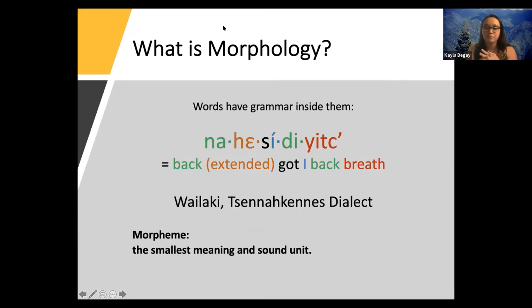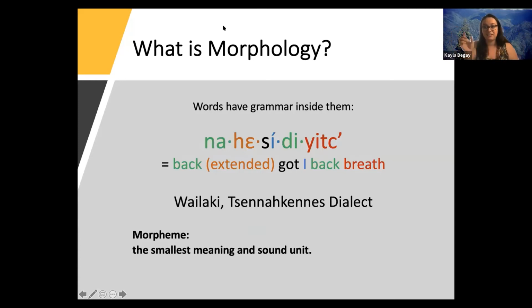In the video I showed some slides regarding this, and I had this example, and I have it here too. Nahesitiich in Wailaki has a lot of what we call morphemes in this one word. The morpheme is the smallest meaning and sound unit that you can find in a word, for example. And in this Wailaki word, you have what's basically encoded as what could be an English sentence, right?